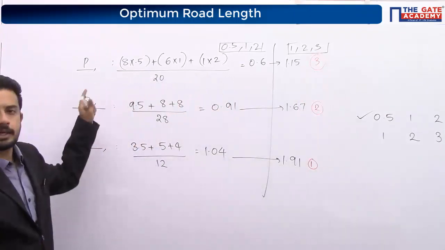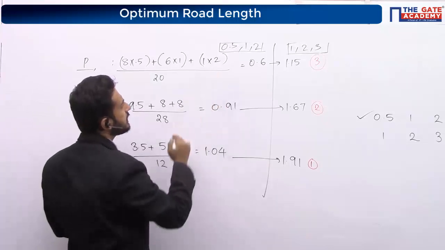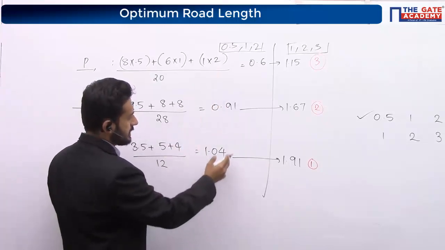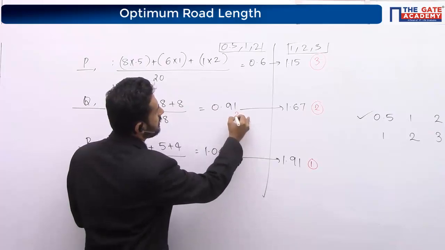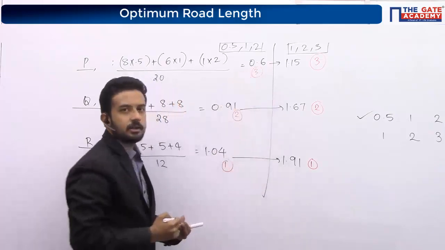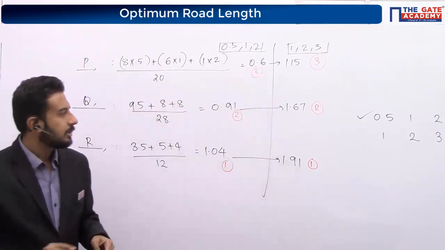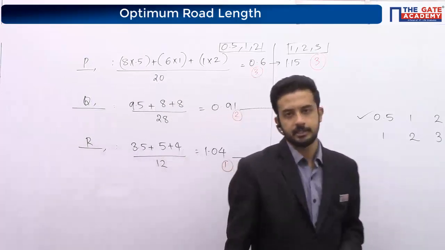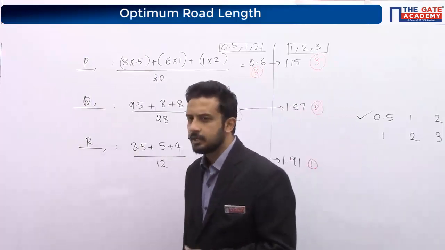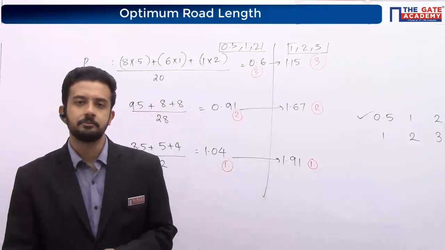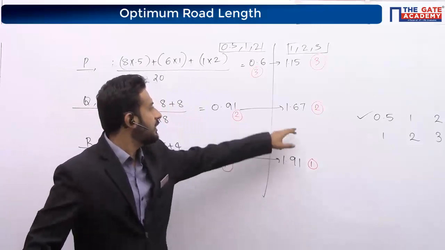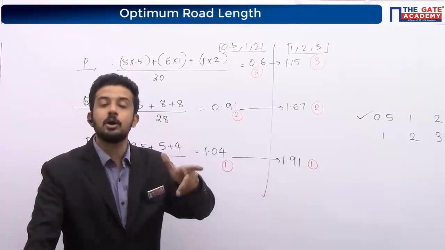R, Q, then P. Let's see, if I am taking 0.5, then which one is highest? This is highest, then this. You are getting the correct order, but the final ratio is going to change. That's why I told you, in case they are not giving you the weightage, no problem. These values are not important. We just require the order.